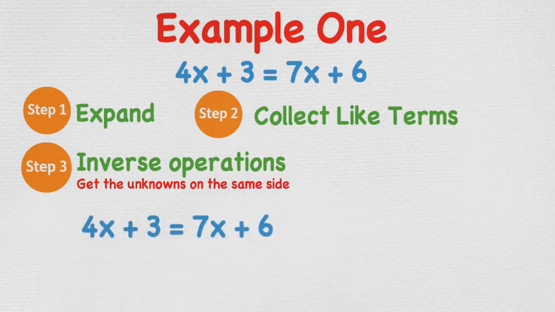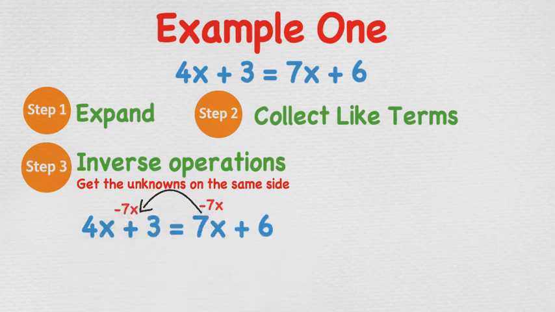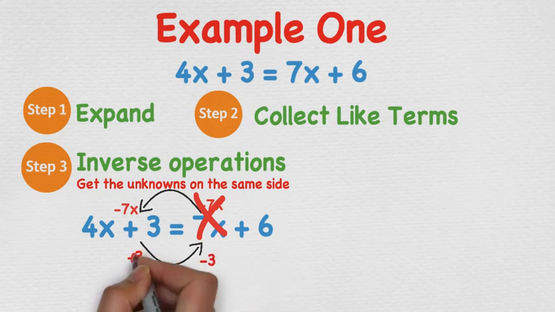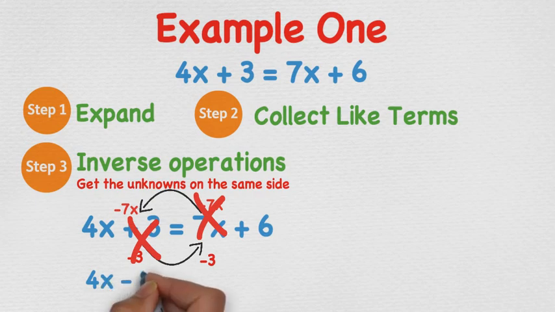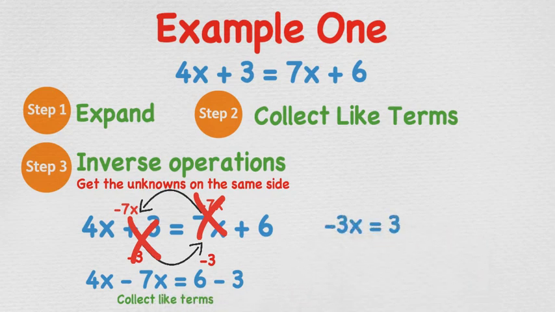To move the 7x to the left, we need to subtract 7x from both sides. This means the negative 7x and 7x cancel out on the right side. Now we want to move the 3 to the right side, and to do this we subtract 3 from each side. This means the 3 and negative 3 cancel out on the left side. We are now left with 4x take 7x equals 6 take 3. If we collect the like terms, we are left with negative 3x equals 3.